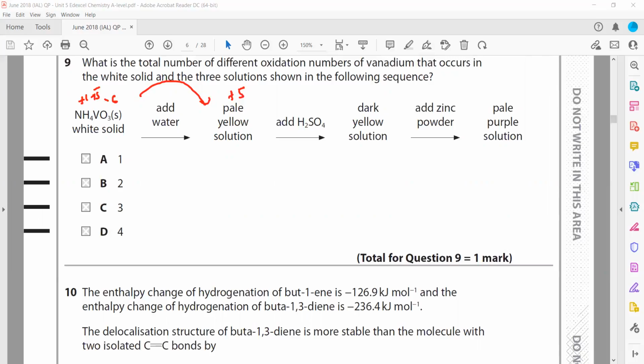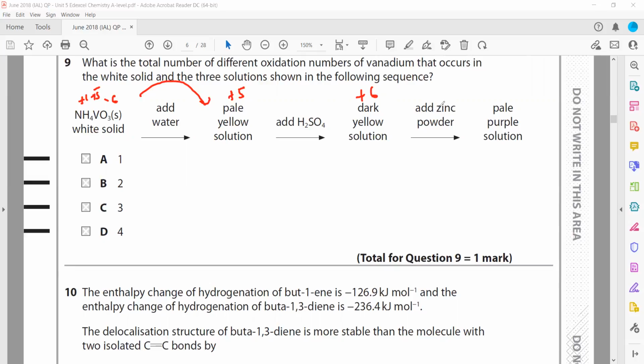Because we make a solution, then when we add sulfuric acid, a dark yellow solution is formed. So as a result, when the dark solution is formed, this is when vanadium is reacting with the sulfuric acid, so it will become vanadium +5, because the vanadium +5 in acidic is a yellow solution.